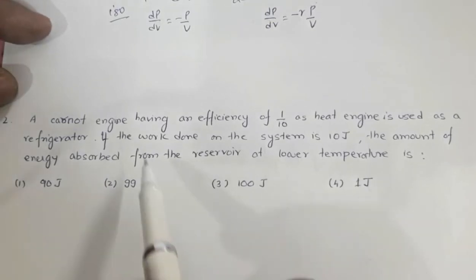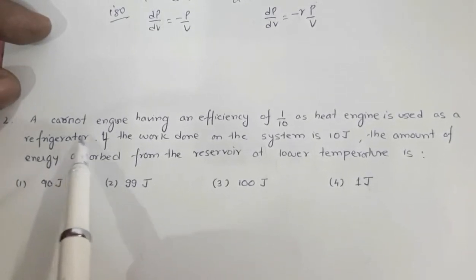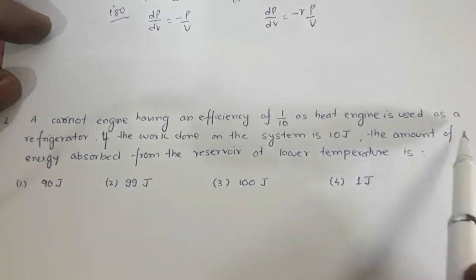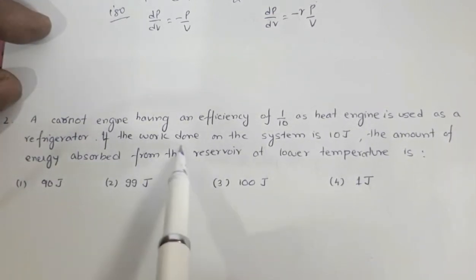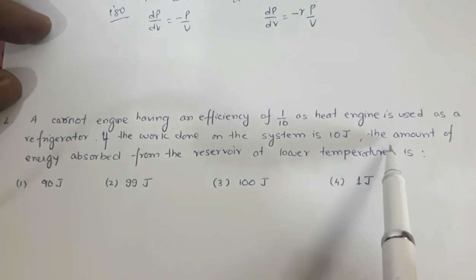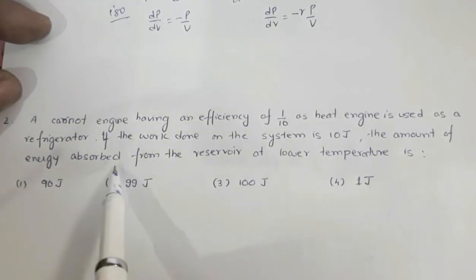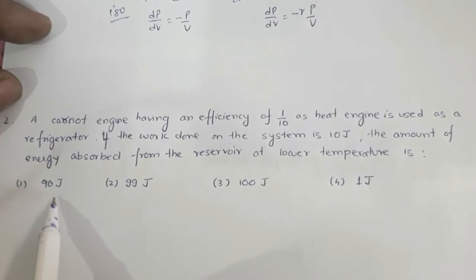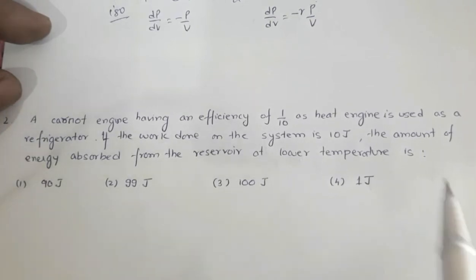So another question from the year 2017. A Carnot engine having an efficiency of 1/10 as a heat engine is used as a refrigerator. If the work done on the system is 10 joule, find the amount of energy absorbed from the reservoir at lower temperature. These are the options: 90 joule, 99 joule, 100 joule and 1 joule.